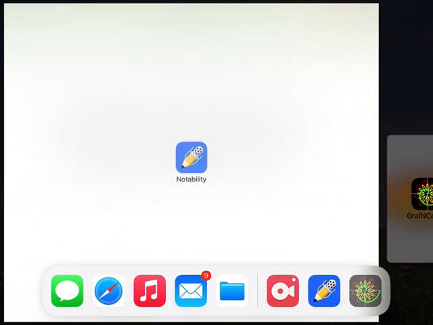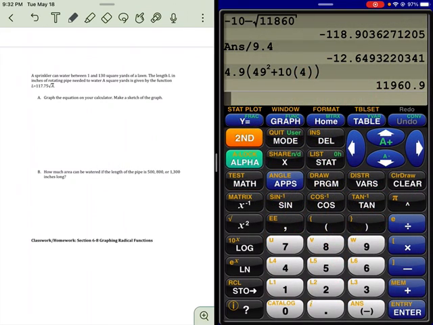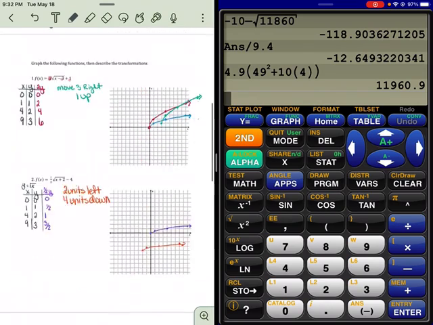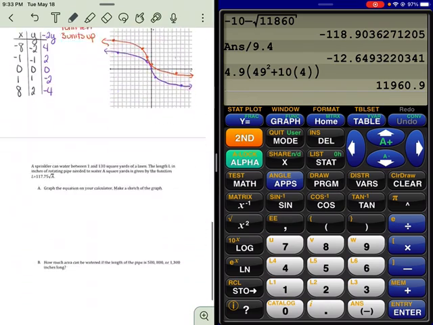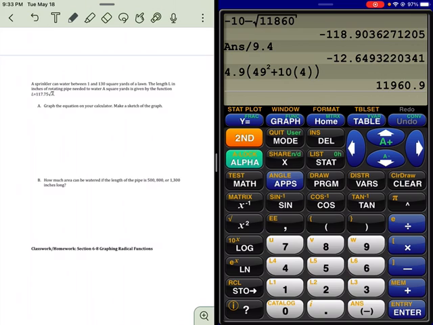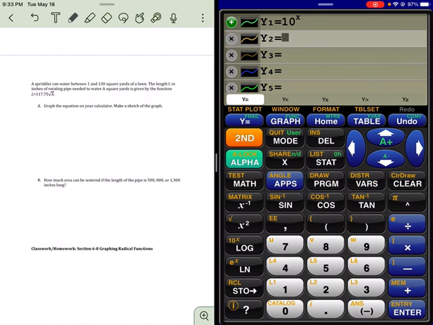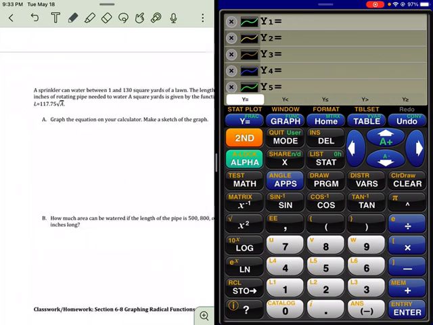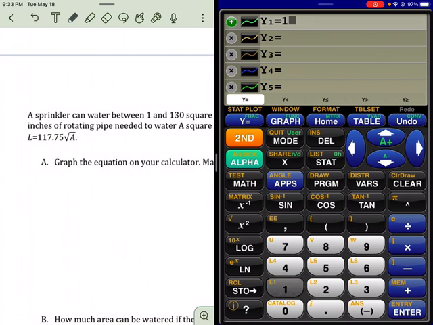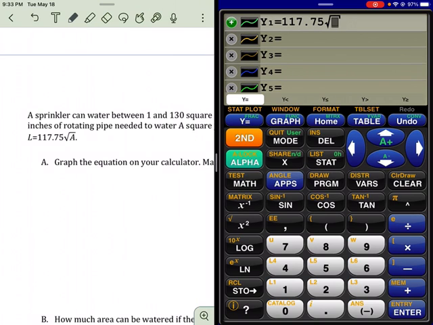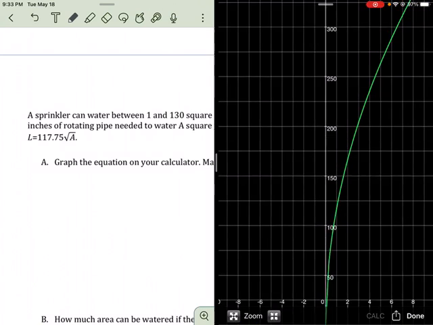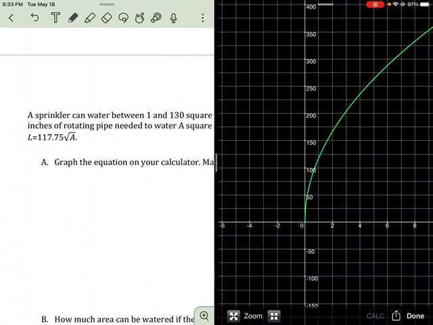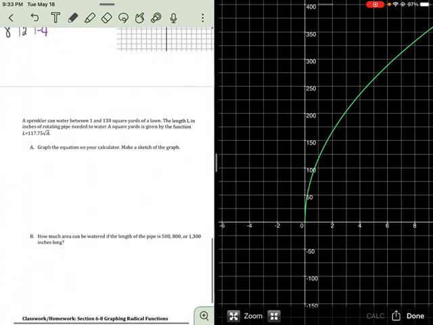Okay, so let's see if I can pull this up and not burn my recording. Nope, okay, we're good. So I'm going to turn off the recording. Okay, so let's go to our y equals. And we're going to plot 117.75 square root of x. Okay, we don't have A's. So graph. Okay, so there it is. Okay, so we're going to sketch that.